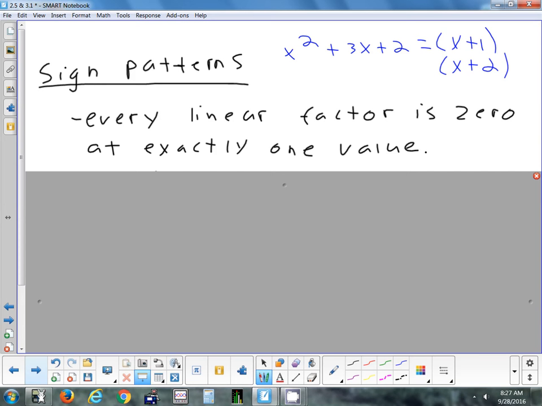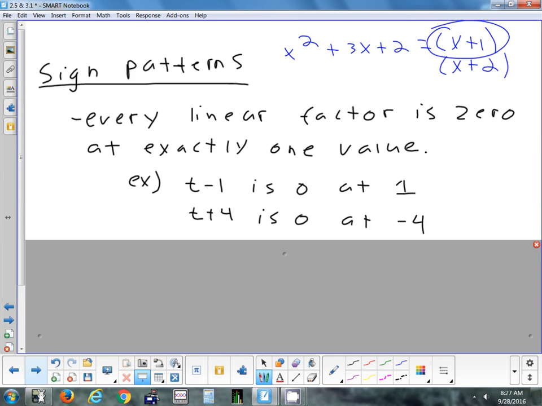Okay, so for that top one, x plus 1, -1 is like the division line. If you pick numbers on one side of -1 and plug them into this, you're going to get either positives or negatives. If you pick numbers on the other side of -1 and plug them in, you'll get the other thing, either the positive or the negative. So -1 is the division line between when you plug stuff in, are you going to get a positive answer or are you going to get a negative answer?